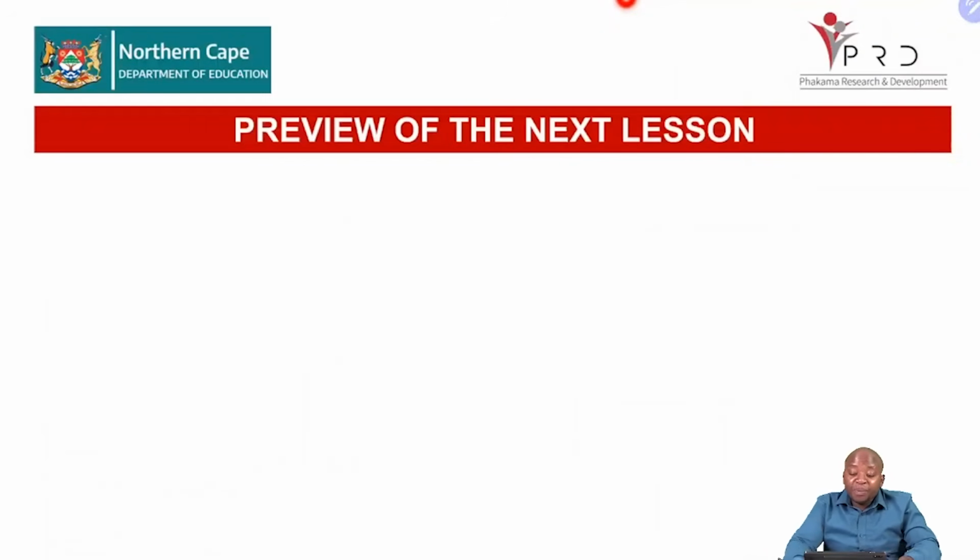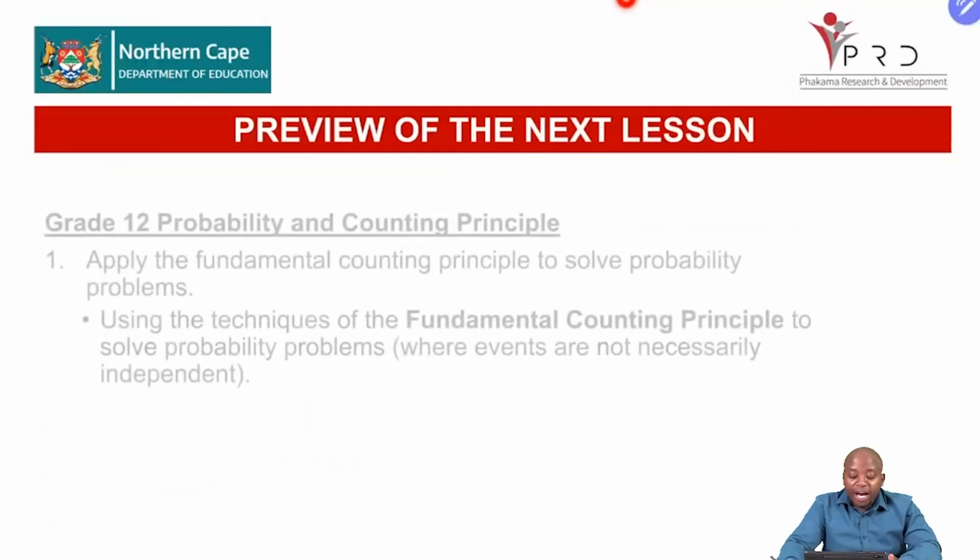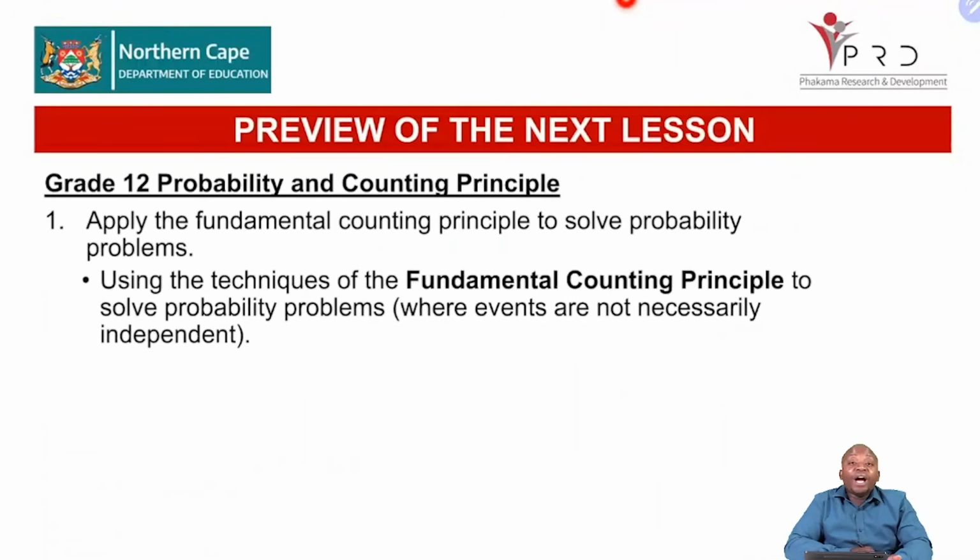Right. Now, this brings us to the end of our lesson. And for our next lesson, grade 12, we are going to focus on probability and the fundamental counting principles. We're going to apply the fundamental counting principle to solve probability problems. So for our next lesson, we are going to use the techniques of the fundamental counting principles to solve problems where the events are not necessarily independent.